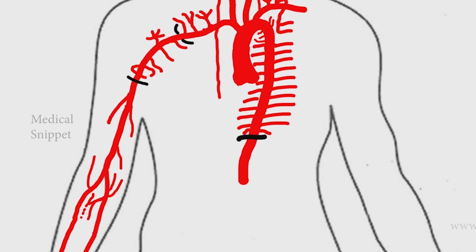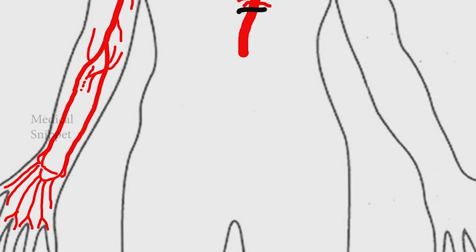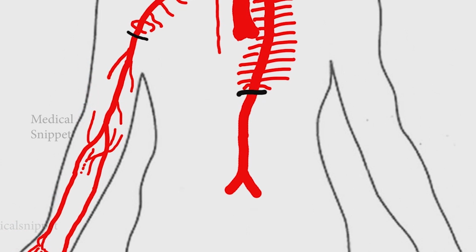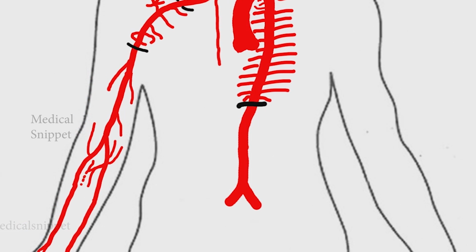Let's see the abdominal aortic branches. Abdominal aorta is continuation of descending thoracic aorta, from the aortic hiatus. It extends till the bifurcation into common iliac arteries. First we will see the 5 paired lateral abdominal wall branches, inferior phrenic artery, and 4 lumbar arteries.